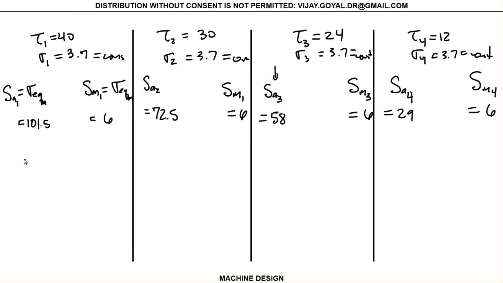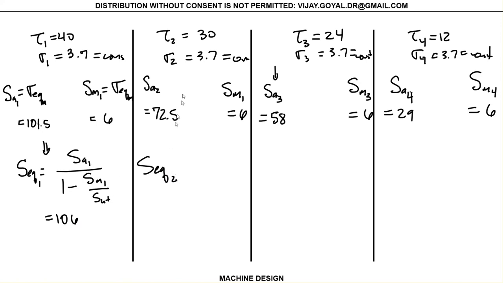So for each one of these cases, now we're going to find the Goodman stress. That's going to be SA1 divided by 1 minus SM1 divided by ultimate tensile. If you evaluate this, you get equal to 1. The value that you get here is 106. Here, using the same equation but for S2, this is S2, this is 2, you get a value of 78.